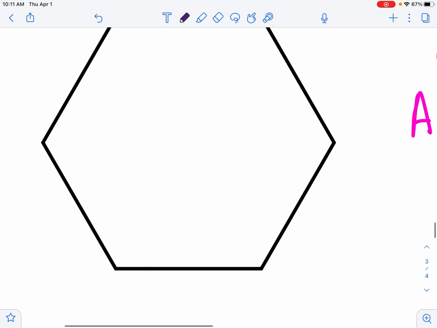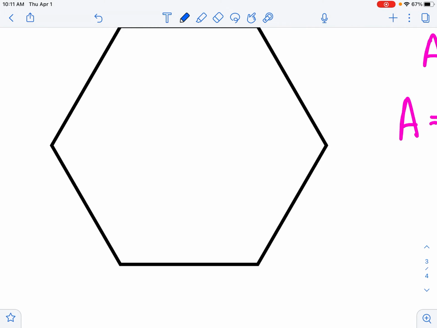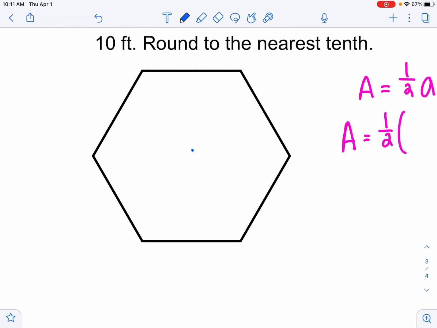So we're going to start off by drawing an apothem in the hexagon. You're going to draw the center. To draw the apothem, you are going to go straight down perpendicularly to the side. It's going to form a right angle, and it's also going to cut this into 2 congruent pieces. This right here is the apothem. This is what we're looking for.